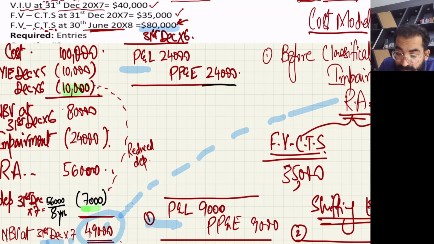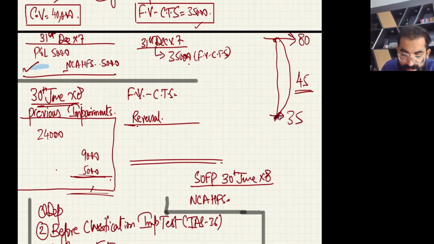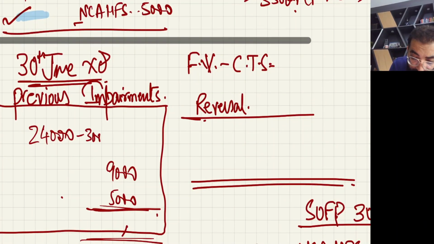That means we took advantage of 3,000 of reduced depreciation. We enjoyed, or in other words we booked, an income of 3,000 of reduced depreciation. That means we have already taken a benefit of reduced depreciation of 3,000. So now that 3,000 needs to be subtracted from this, because we have already enjoyed the benefit of 3,000 reduced depreciation out of 24. So only 21 we can reverse.